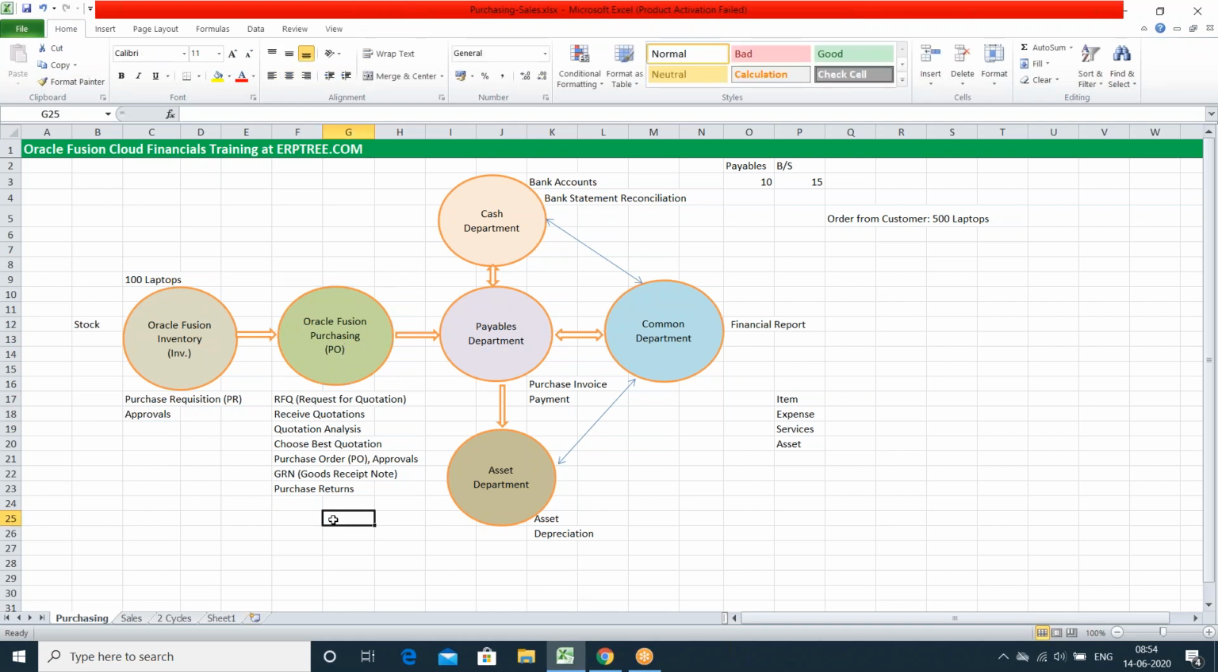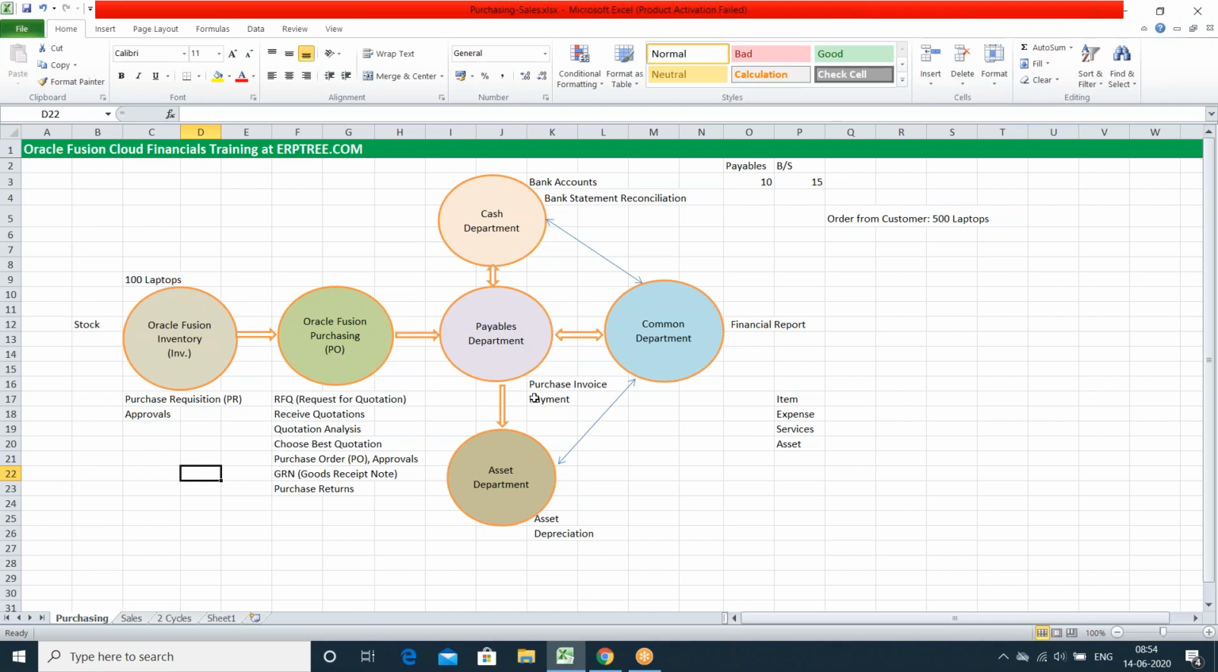Here, if you notice, we are using the short name PO for the application as well as for purchase order. From the application point of view, PO means the Oracle Fusion Purchasing application. From the process point of view, PO means purchase order. Remember that. So PO means the Oracle Fusion Purchasing application, and as a document, PO means the purchase order document. This is what we have to understand.